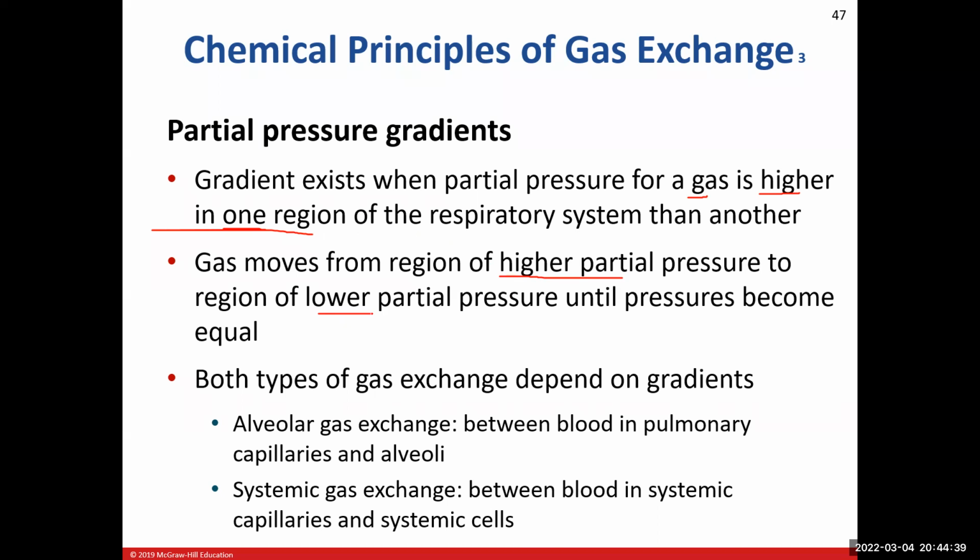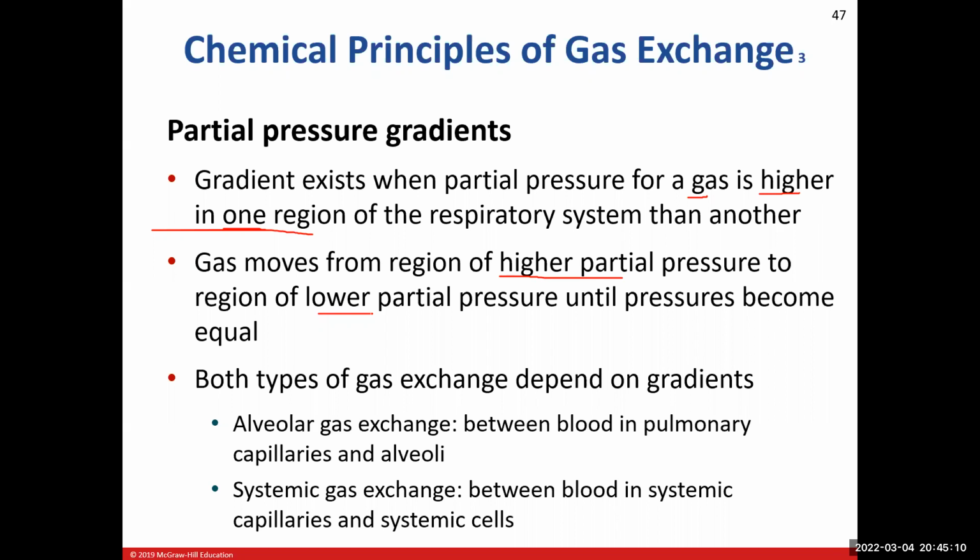Folks, you should know this concept. We talked about it with diffusion, with concentration gradients. As long as there's a concentration gradient, a difference in the amount of a substance in two areas, if there's more in one area and less in another, it's going to want to flow down its concentration gradient. We talked about it during the cardiac cycle, with the movement of blood. Blood moves from an area of high pressure to low pressure.